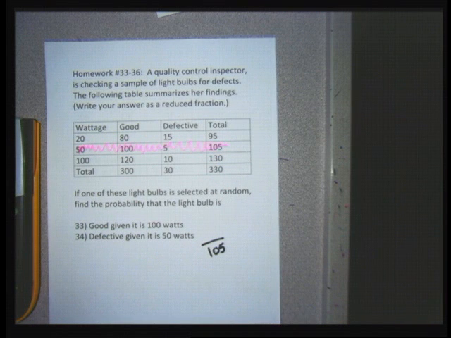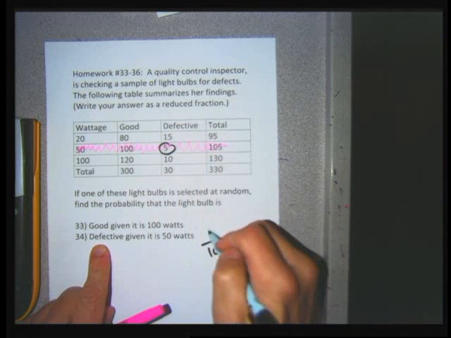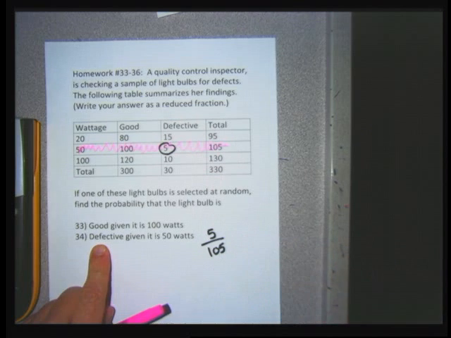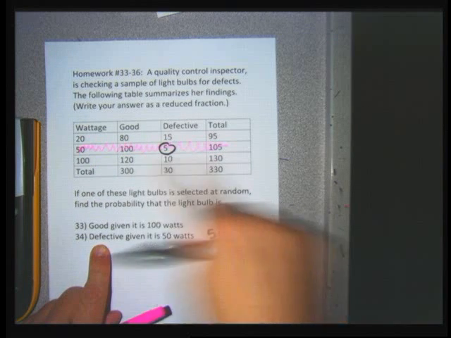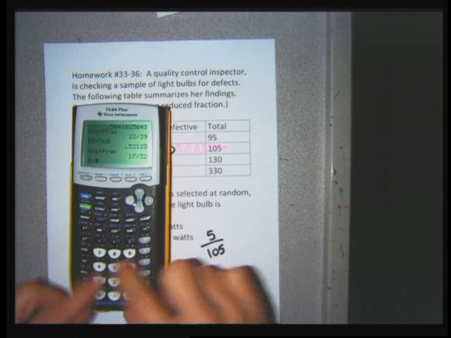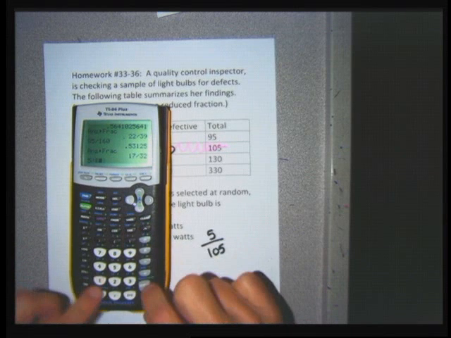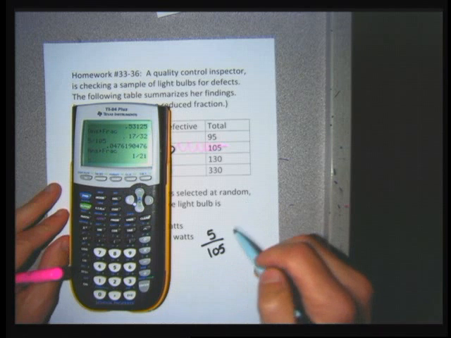Now I'm only looking at the part that I highlighted, and I'm trying to find how many were defective. In the part that I highlighted, there were 5 defective. So it's going to be 5 over 105. Your answer, you're only looking at the 130 in the 100-watt row, and you want the 120 good ones. So 5 divided by 105. Math, enter, enter, and I get 1 over 21.